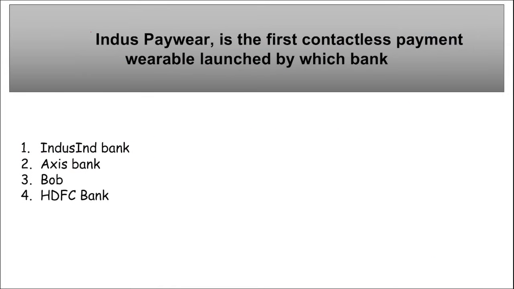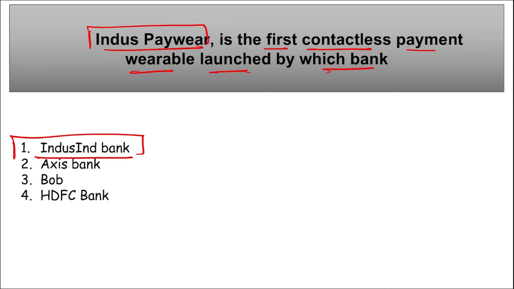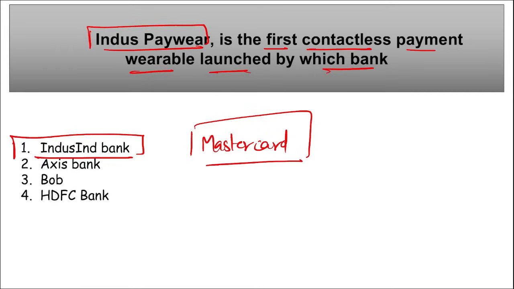Next, Indus Payware. This is the first contactless payment wearable launched by which bank? As the name suggests, Indus. So, IndusInd Bank launched this Indus Payware. This is the first of its kind tokenizable wearable for both credit and debit cards, launched on MasterCard. It was launched by IndusInd Bank, right? This Indus Payware currently comes in 3 variants: a sticker, a watch, and a ring, right? This device can be used to make tap and pay transactions. These Indus Payware devices are secured by NFC, that is near field communication enabled secure element technology.